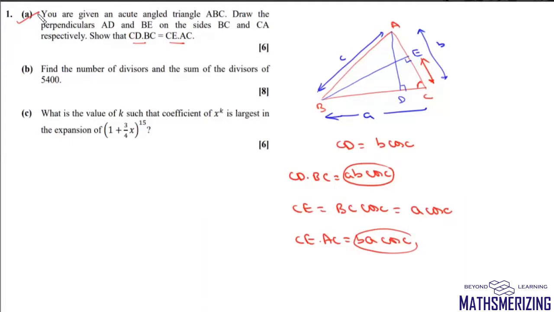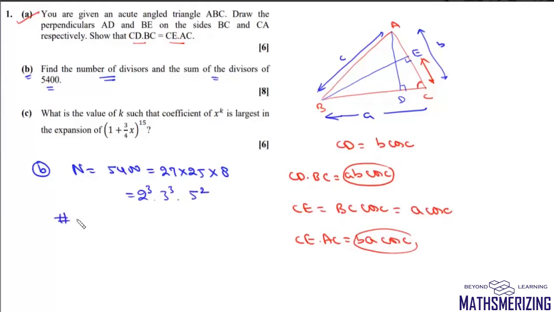Now the second part is we need to find number of divisors and sum of the divisors of 5400. So we are given this number n, which is 5400. So it will be 27 into 25 into 8. So we can write this as 2 cube, 3 cube and 5 square.